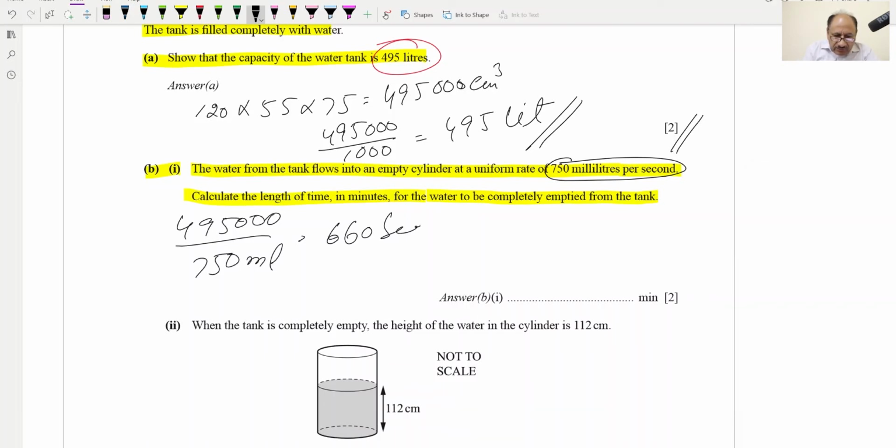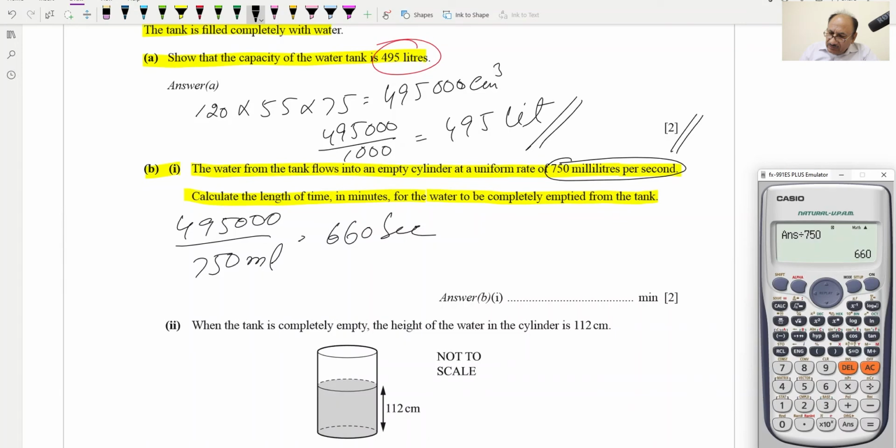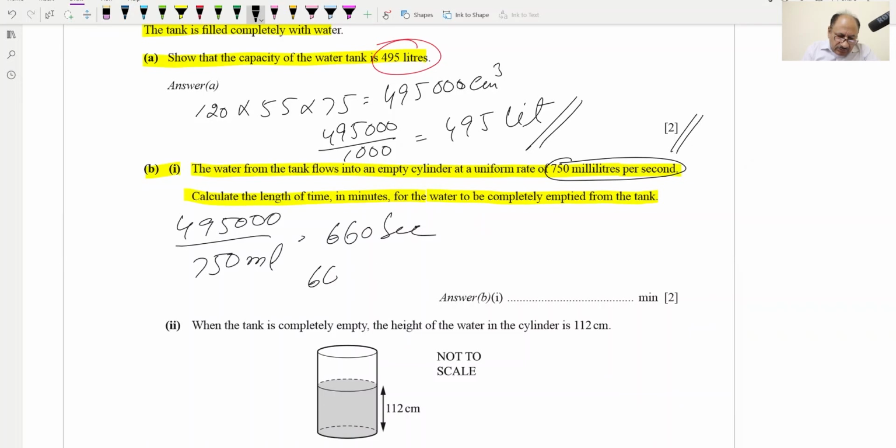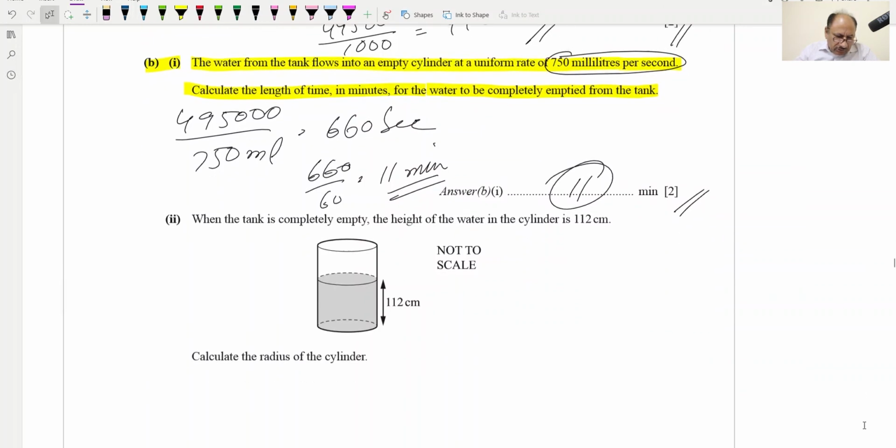660 seconds, and they are asking for minutes, so divide this by 60. 660 divided by 60 will be equal to 11 minutes, right? This will be our final answer, and this will be a 2 marks question.